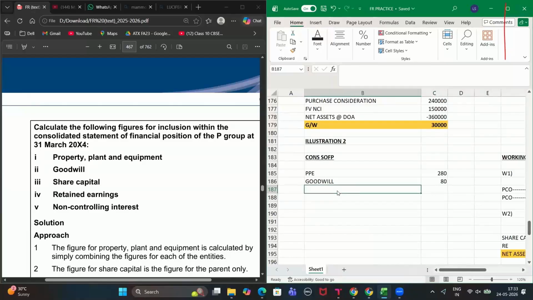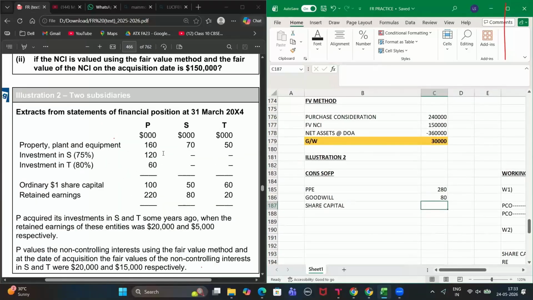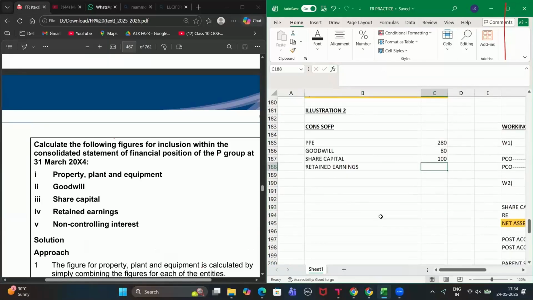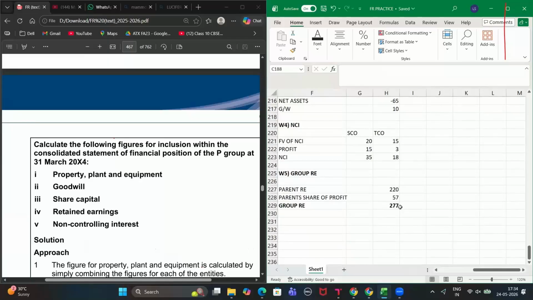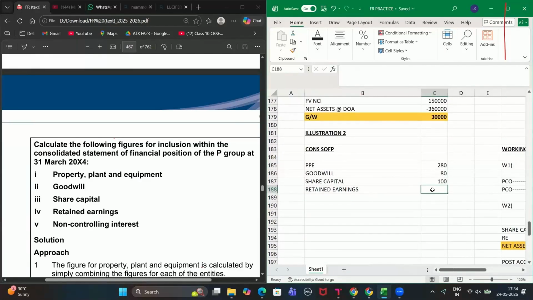So what all are they asking? See, they are asking about share capital. What is the share capital that we will show in consolidated SOFP? It will be 100. What is the next thing they are asking us? Retained earnings. How much is the retained earnings that will show? It will be 277. Is it clear, guys? What next?